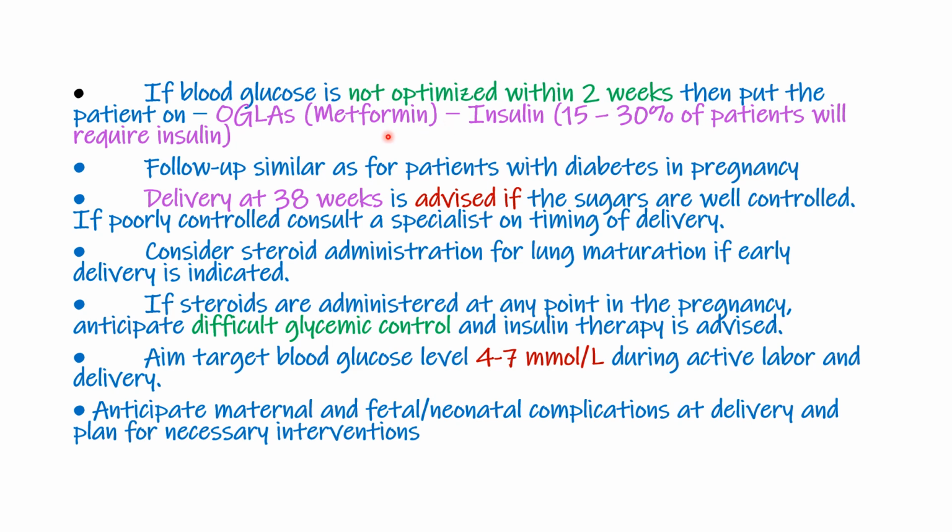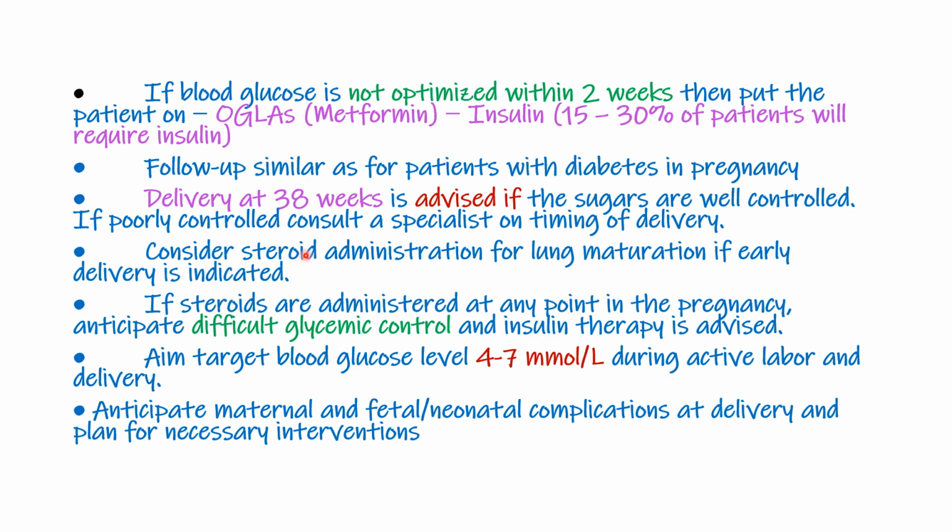you put the patient on oral glycemic controls or insulin, and 15 to 30% of the patients will require insulin. In addition to that, you follow up similar to how you do with diabetes in pregnancy. Delivery at 38 weeks is advised if the sugars are well controlled, but if they are poorly controlled, then you take a specialist approach. Poorly controlled is where you have symptoms, things like DKA, among all other side effects.